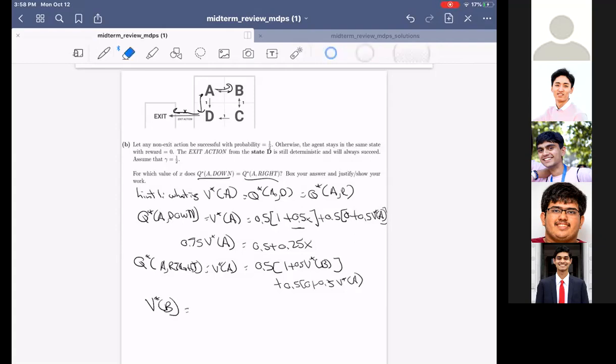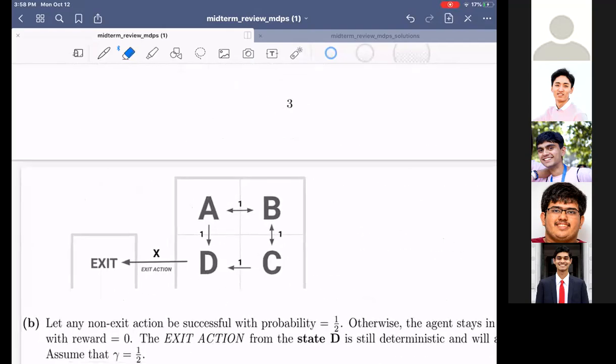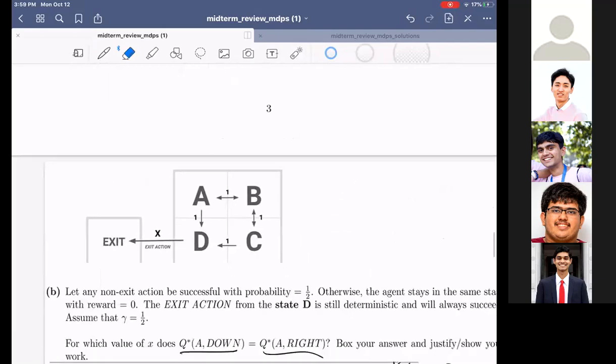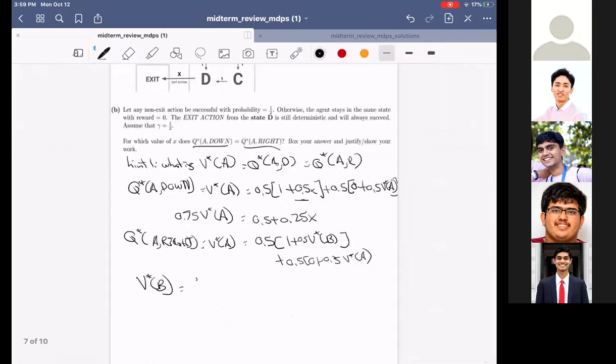And the cool insight there is that b is also in a symmetric position here. If we go from b to a, or from b to c, that gives us the same result, because a positioned to the exit and c positioned to the exit are in the same way. So from b, we can just say that going left will give us the optimal value. And so v star of b is equal to q star of b comma left.